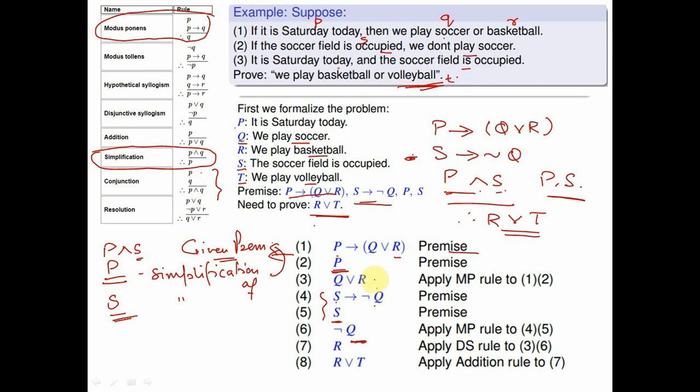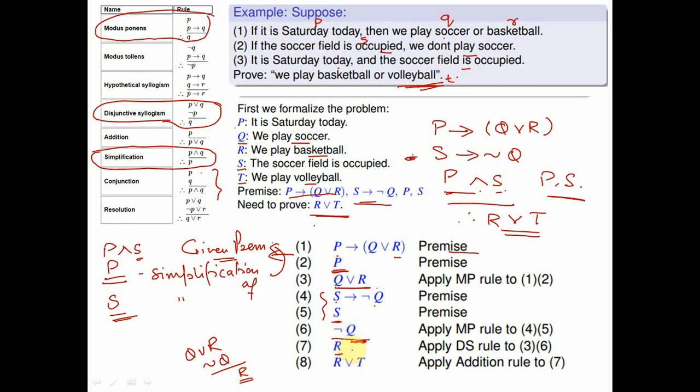Now I have Q or R and I have negation of Q. So I can apply disjunctive syllogism on them to come up to R. So from Q or R and negation of Q, I can say R, by disjunctive syllogism.